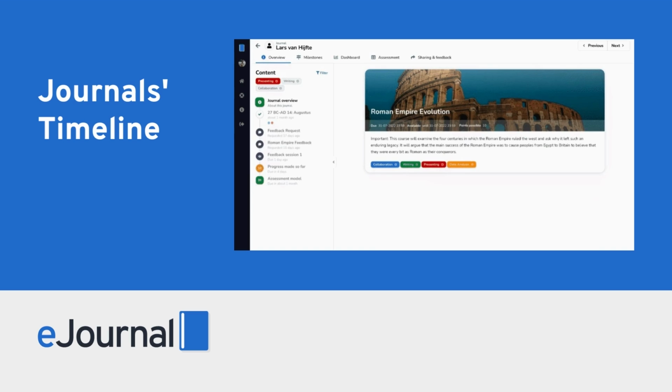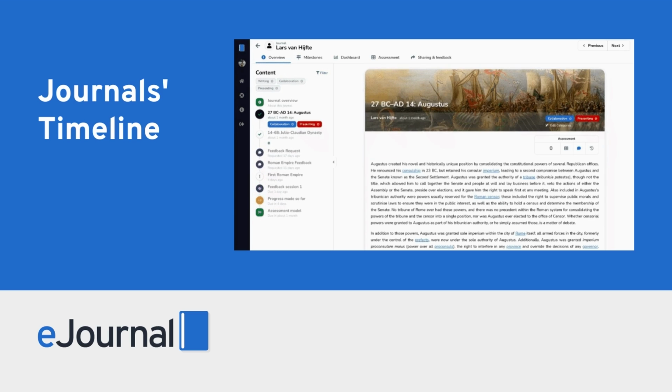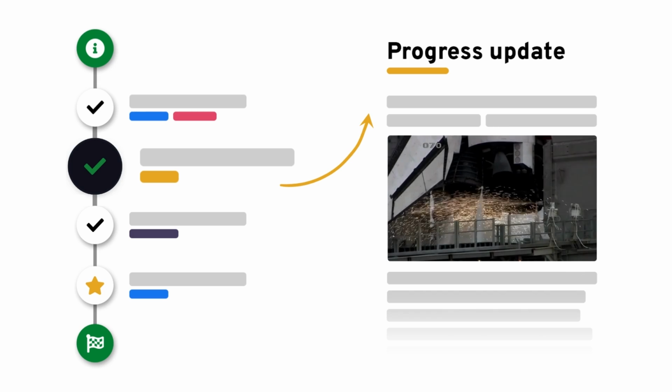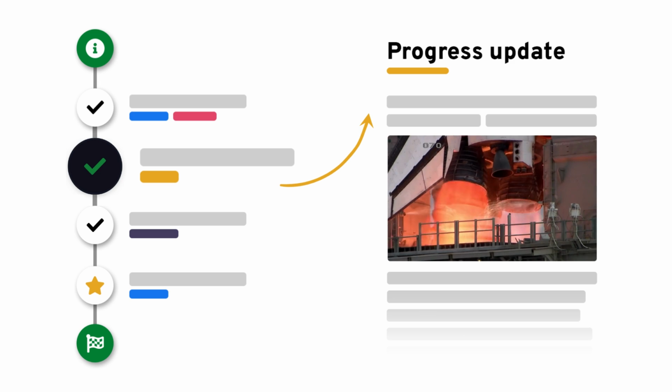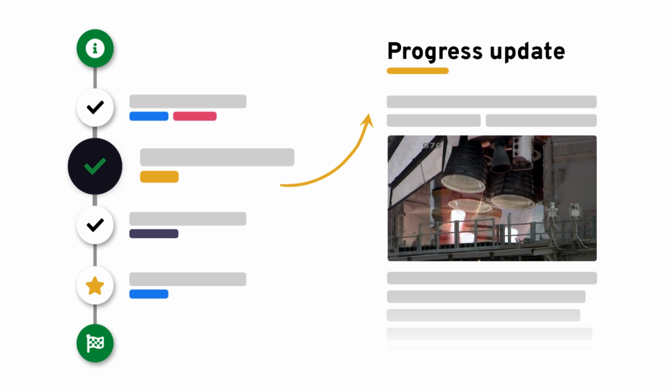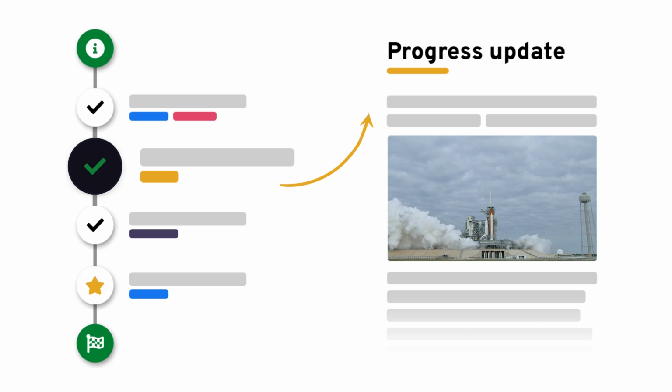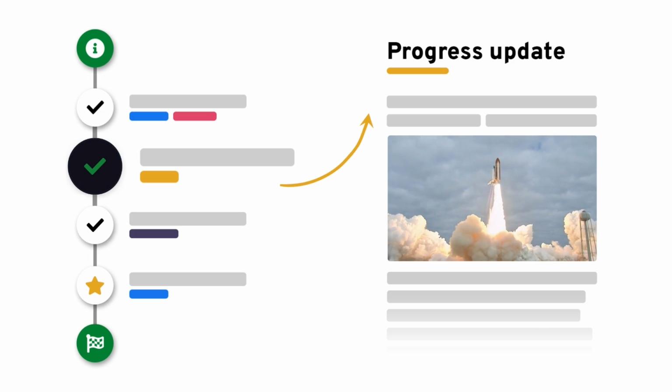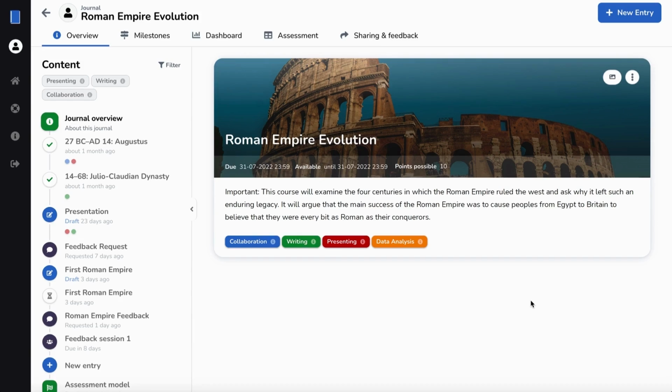In this video, we'll learn more about timelines within eJournal. Let's get started. Each journal is its own timeline, which serves as an overview of evidence, activities, and feedback a student has gathered or is expected to collect in the future. The timeline can be used to navigate through the content of a portfolio and to gain insights into what tasks still need to be completed. Let's see how that works.